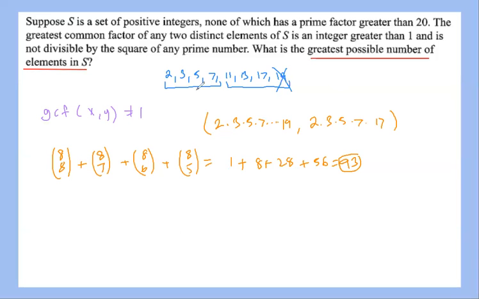But if I have 7 prime numbers instead, I can make any 4. So I can just do 2, 3, 5, 7. Let's say this is my first number.